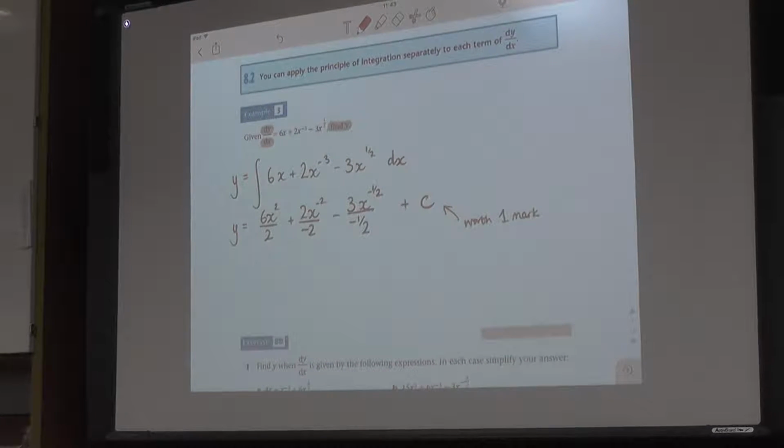And that's simply because when you differentiate a constant, it goes to 0, and that might have had a constant of some sort, so we have to put it back in again. Okay? Right, we've got to simplify that, so you've got a method mark and an accuracy mark for that, and then on the next part we've got to simplify that fully.